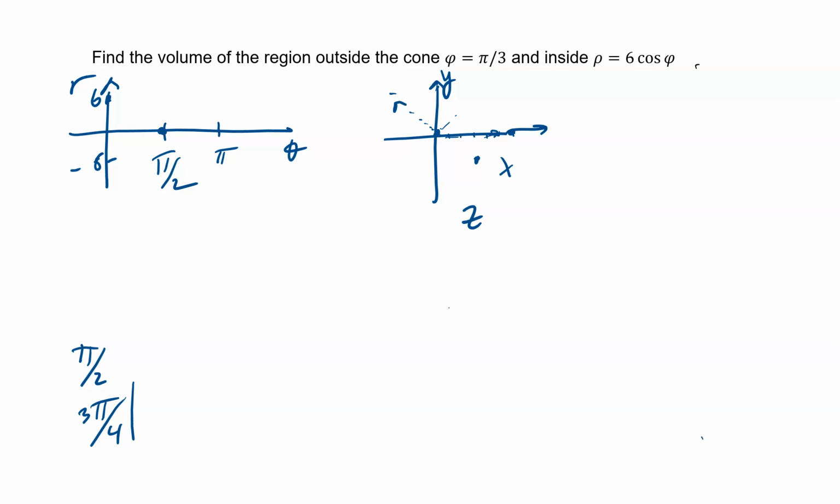This problem asks to find the volume of the region outside the cone, phi is equal to pi over 3, and inside this shape, rho is equal to 6 cosine of phi. I wanted to start off by graphing this rho is equal to 6 cosine phi because I think it's a little bit less intuitive.